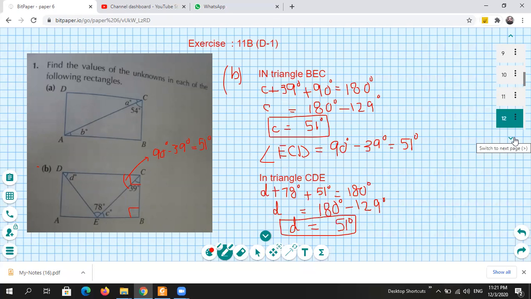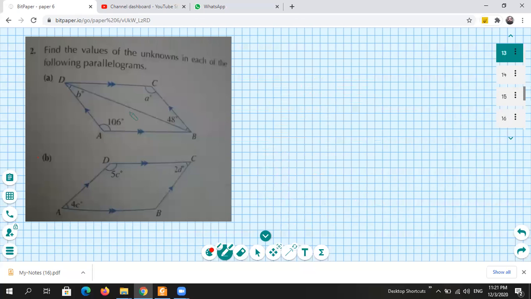All right, moving towards the next question. Question number 2. Find the values of the unknown in each of the following parallelograms. So these quadrilaterals are parallelograms. So I'm doing part B first. Part B. In this parallelogram, the parallel sides are AB and CD. Another pair is AD and BC.